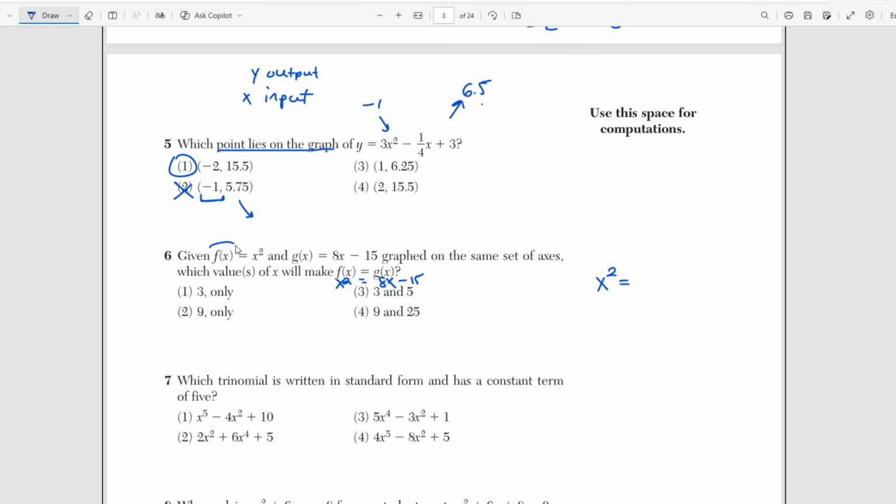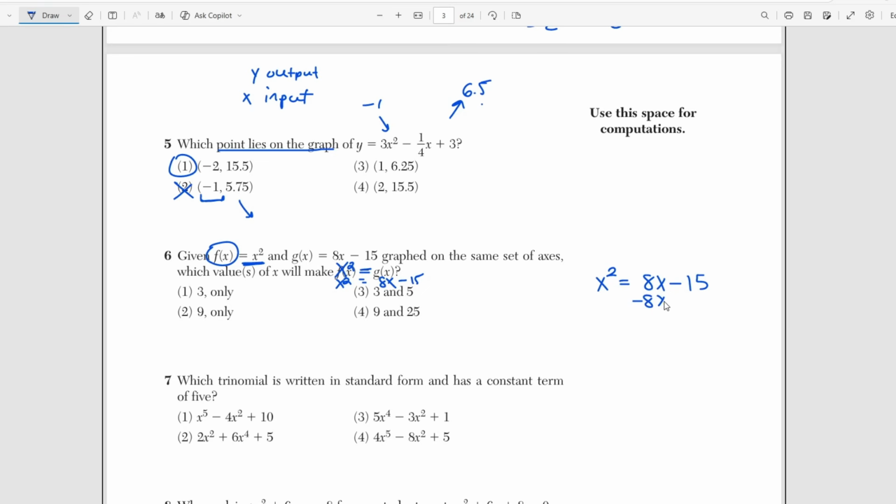So again, wherever you see f of x, just replace it with whatever it's equal to. So f of x is the same thing as x squared, so just replace this with x squared. On the opposite side of the equal sign, replace g of x with 8x minus 15. Okay? And right here, now we have to solve for x. So how do we solve for x? Well, we make this whole thing equal to 0. So we move everything to one side.